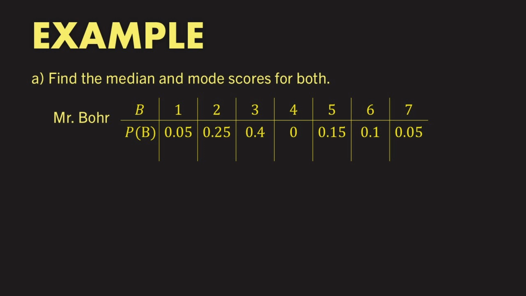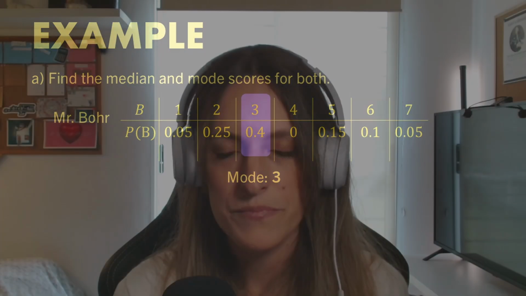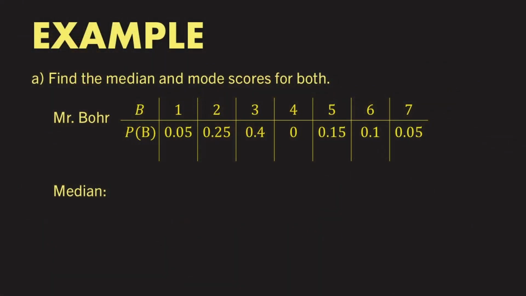Well, if we look at the results for Mr. Bohr, 3 is the number that got the higher probability. The proportion of students that got a 3 is the highest one, meaning that 3 is the result that repeats the most here. So the mode for Mr. Bohr is 3. Now let's try to calculate the median. Imagine you put all the students in order. One by one, the ones that got a 1, then the ones that got a 2, then the ones that got a 3, and so on up until 7.